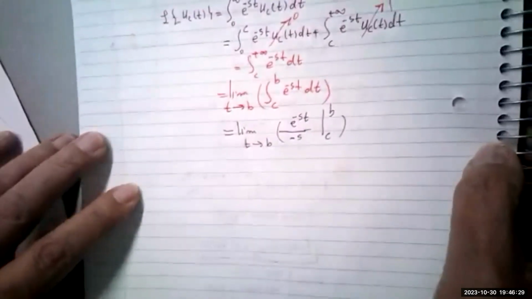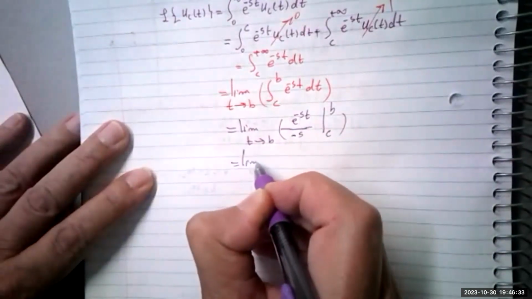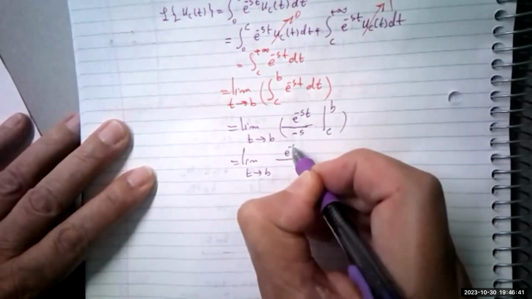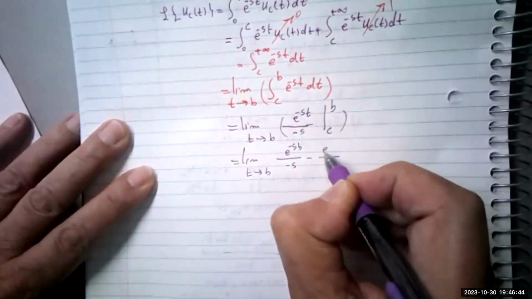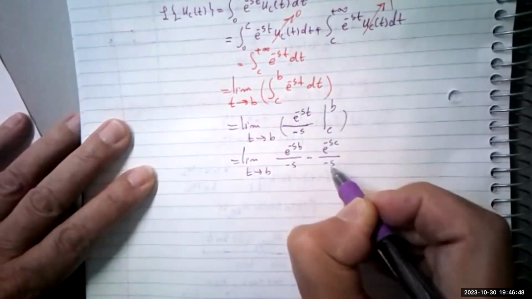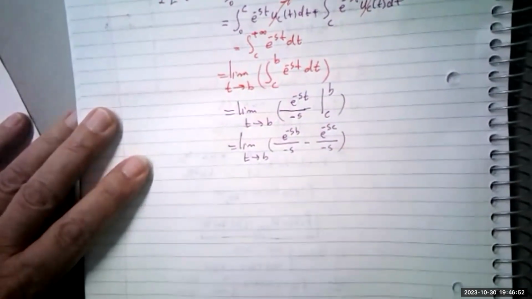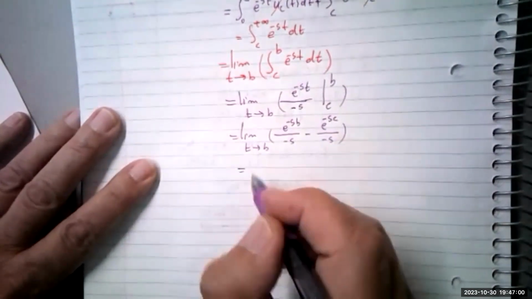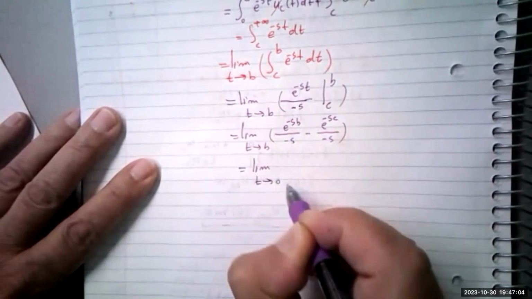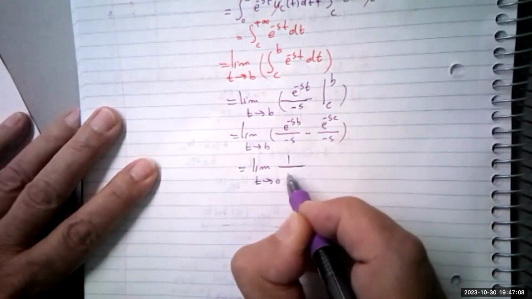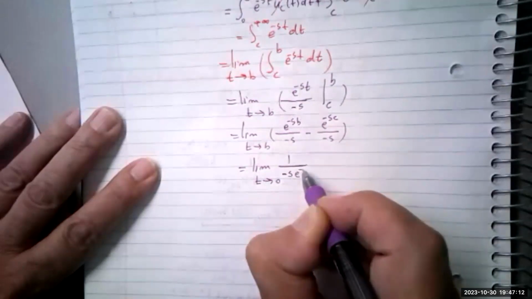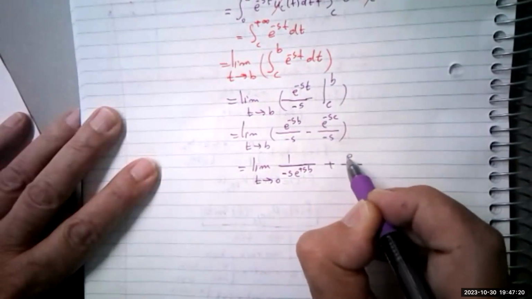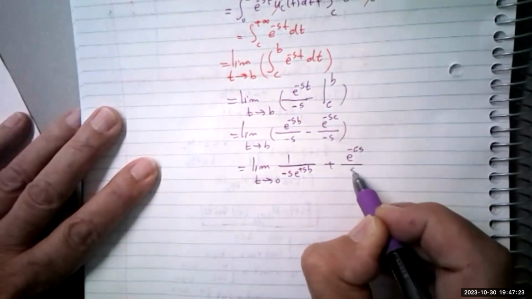substitute for t, of course. So it's going to be equal to the limit as b goes to infinity. If you substitute b for t, e to the negative sb over negative s minus e to the negative sc over negative s. As b goes to positive infinity, you bring e to the sb down to the denominator, then the limit would be 0. So it's equal to the limit, and this would be what? 1 over negative s, e to the negative sb. And this would be negative, negative, plus e to the negative sc divided by s.